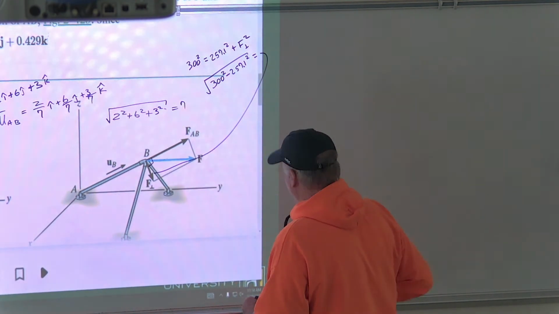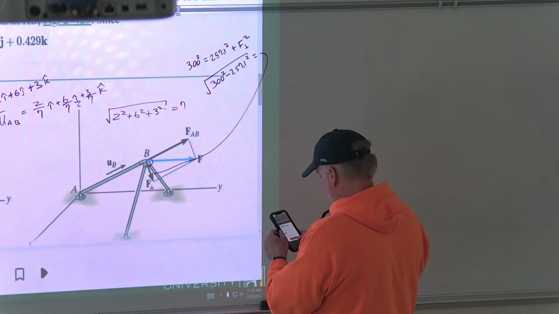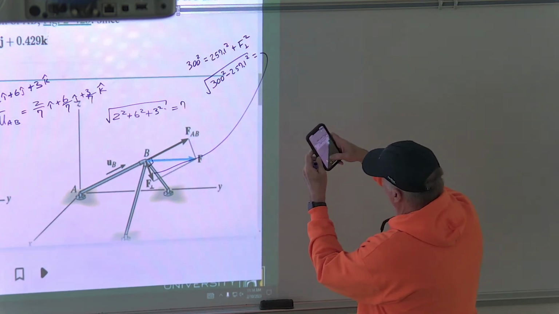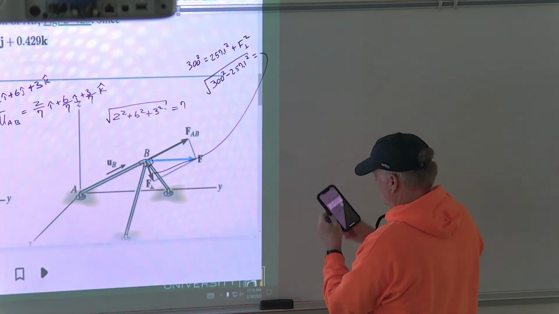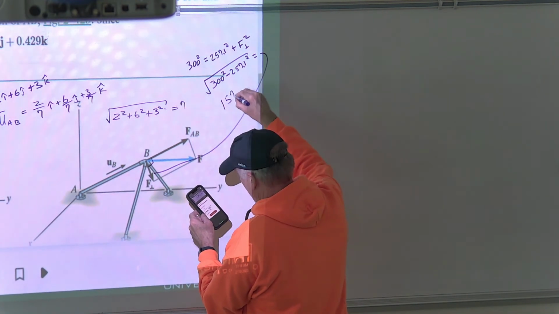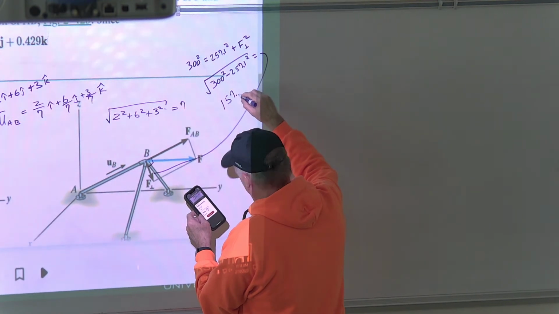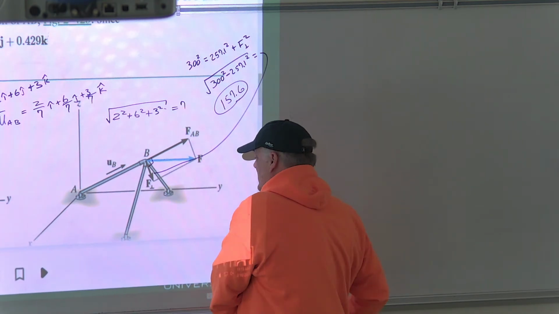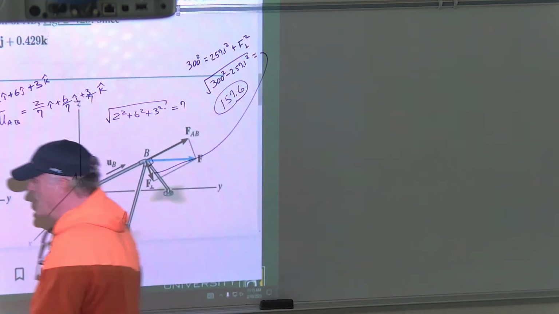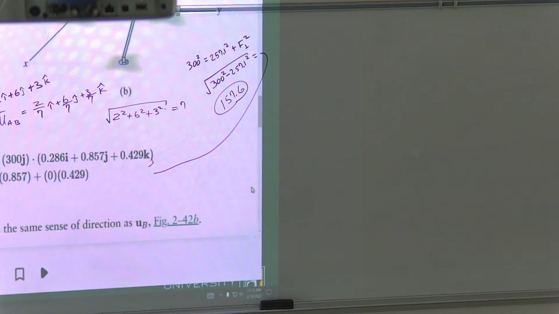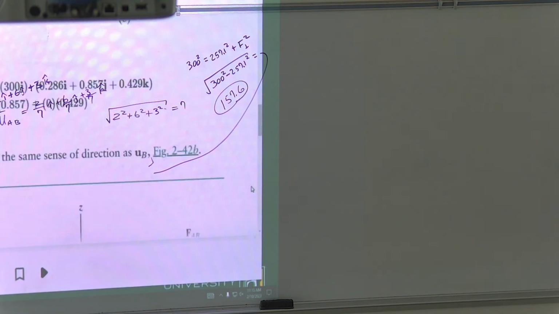Now let's see if I can figure that out. And without a reflection on there, let's see if we can figure that out. He says 157.6 roughly. Now I'm going to show you a different way of getting that in a second, but let's double check and let's see. Okay, that's the first answer.